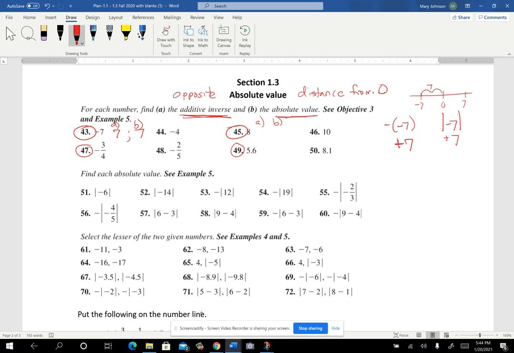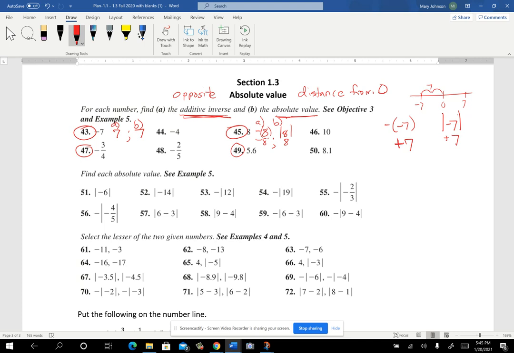All right, when you look at number 45, the number starts off as positive. So the additive inverse would be the opposite of 8, which would be -8. And the absolute value would be the absolute value of 8. That's distance from 0, and that would be 8. So on that one, the opposite of 8 would be -8, and then the absolute value of 8 would be 8.